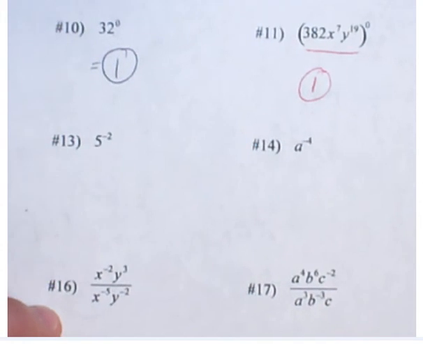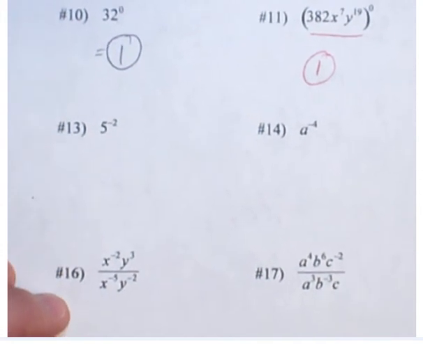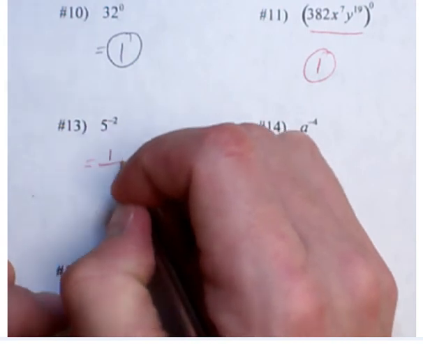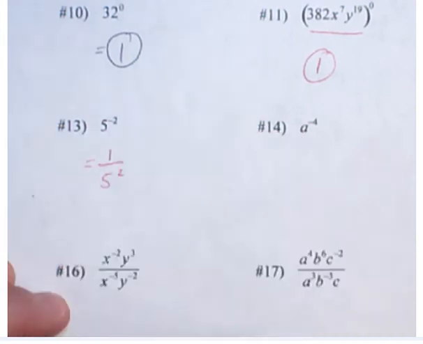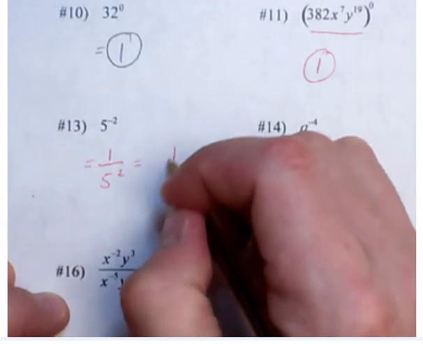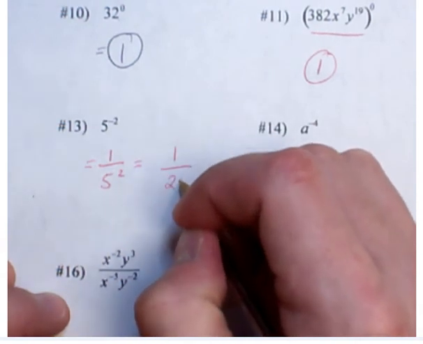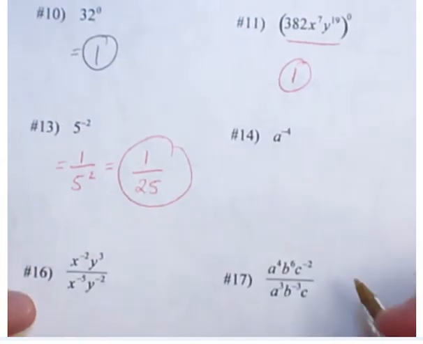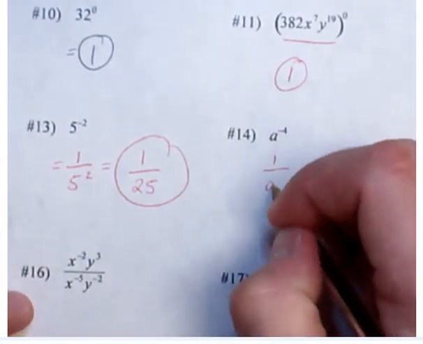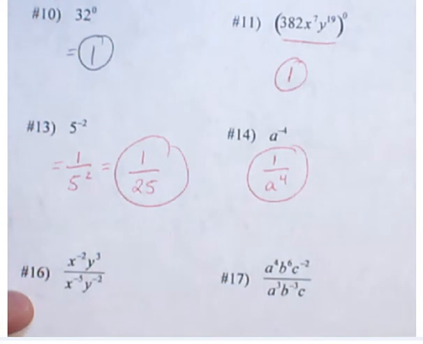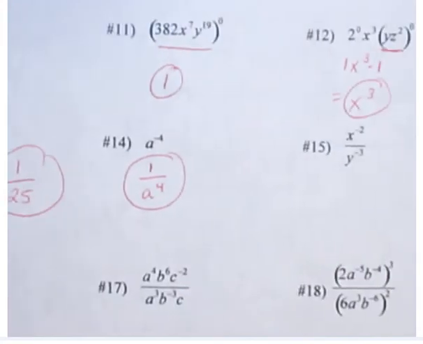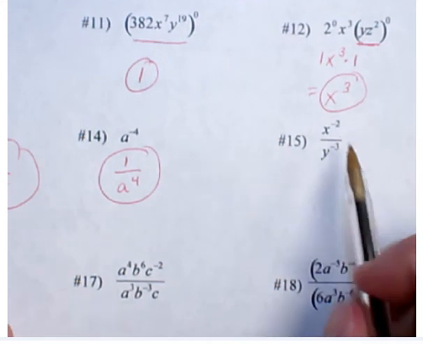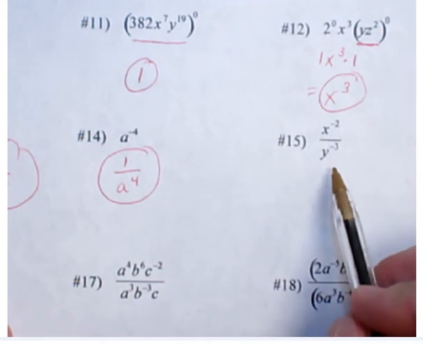All right, now number 13. Let's deal with some negative exponents. 5 raised to the negative 2. That's the same thing as 1 over 5 to the positive 2. And we can do one more thing here. 5 squared is 25. So the answer is 1 over 25. A to the negative 4 is 1 over a to the positive 4. That's the rule. Now in 15, okay, x to the negative 2 divided by y to the negative 3.